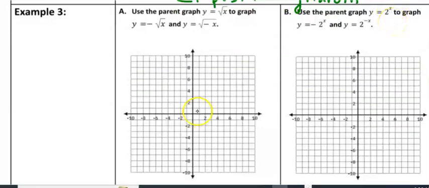So let me go ahead and graph this for you. At the beginning I did the parent function. Square root of 1 is 1. Square root of 4 is 2. Square root of 9 is 3. Right? So why do I do a dash? Because that is the what? The parent function. Correct?